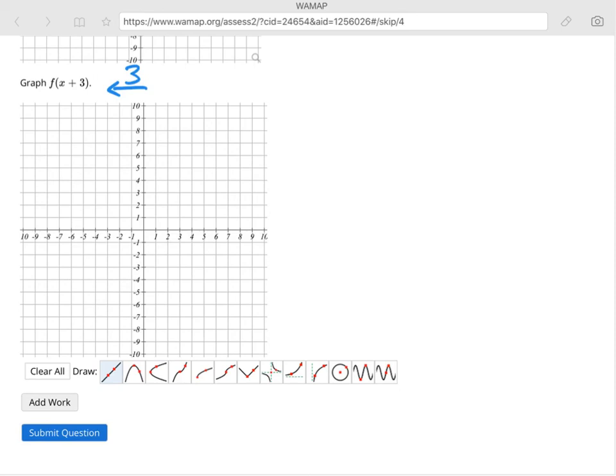So go ahead and grab your square root tool down at the bottom there. And then instead of starting at 0, 0, we're going to go left 3 and put our first point right there. From that point, I make the same old square root graph as what you saw up above. And so there is our final graph.